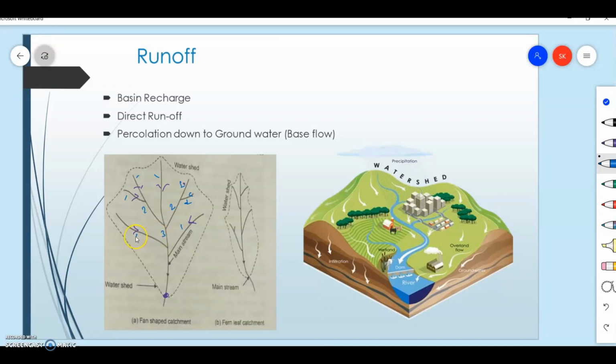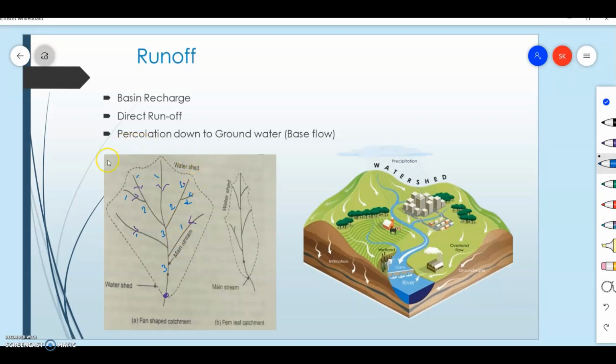This one is the 1. So when 1 and 3 combine, then it will go with the 3 only, that is the highest order. Here also, when this 1 and 3 combine, it will go with the highest order. And so finally the watershed has an order of 3. So how can we find out the watershed order? Depending upon the highest order of any stream in the watershed, the stream having the highest order is the order of the watershed.